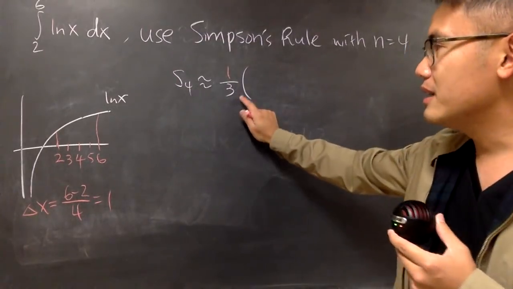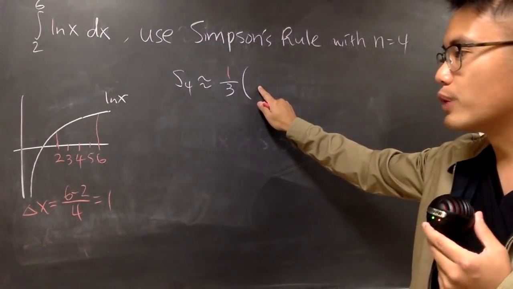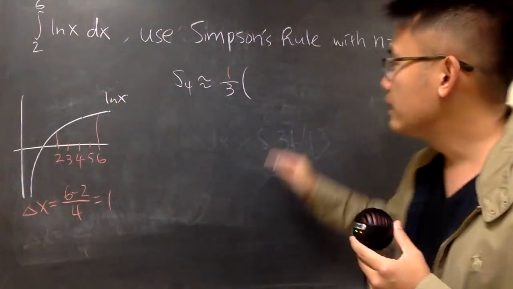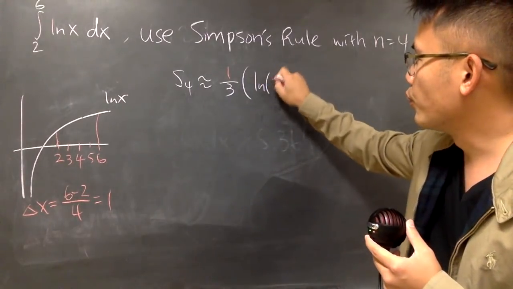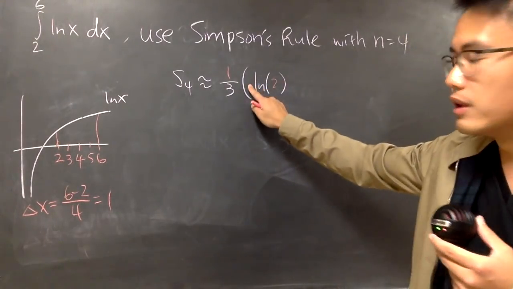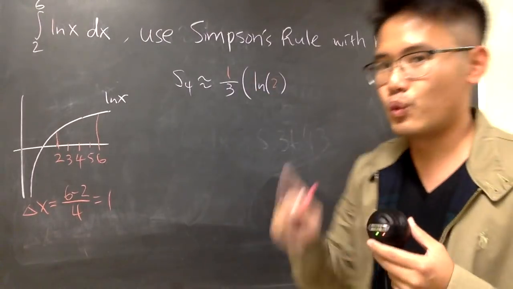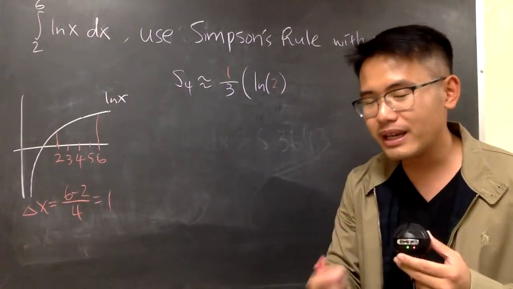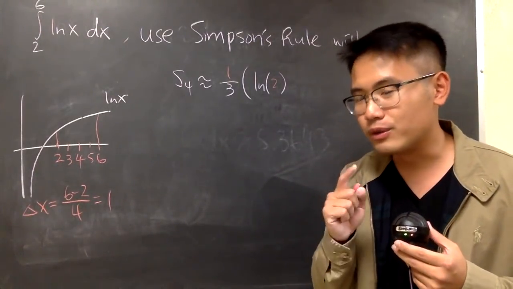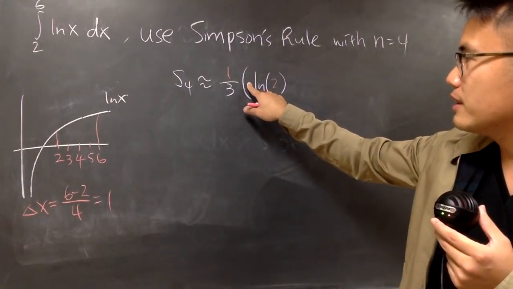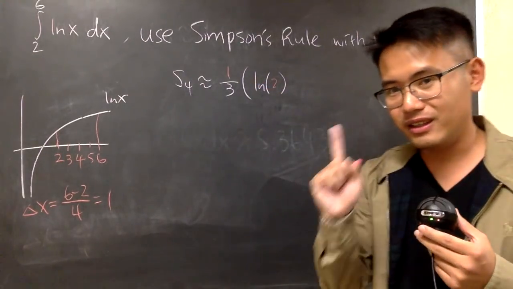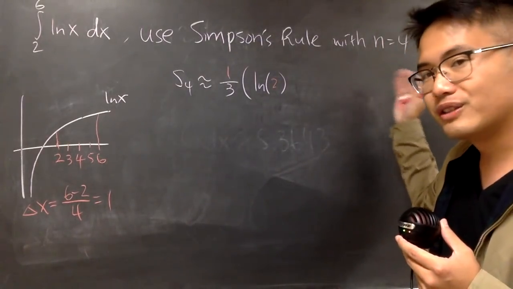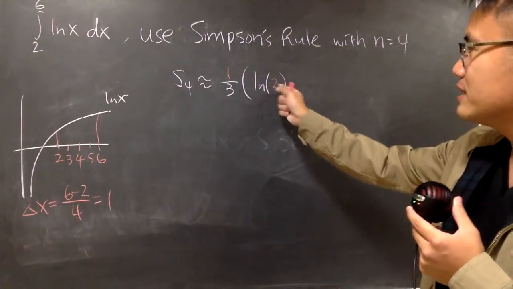Anyway, here is the inside. We are going to write this down now. You are going to plug in the first x value into the function, and that's just going to be ln 2. And you have to remember, the first coefficient starts at 1. And then the next coefficient is 4. And then 2, and then 4, and then so on. You have to really remember that the first coefficient and the last coefficient, they are ones, and the rest will be starting from 4, 2, 4, 2, and so on. They alternate. So the first is ln 2.